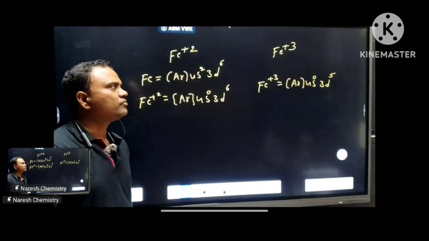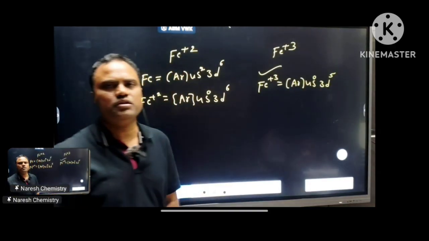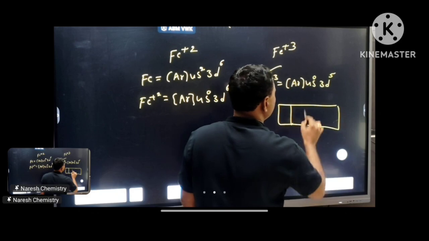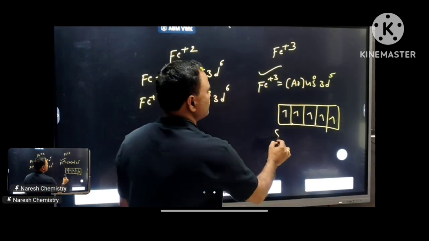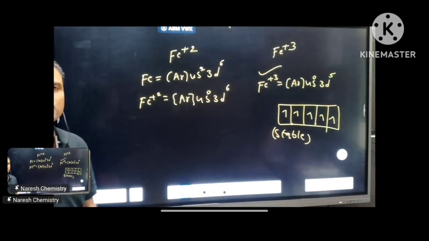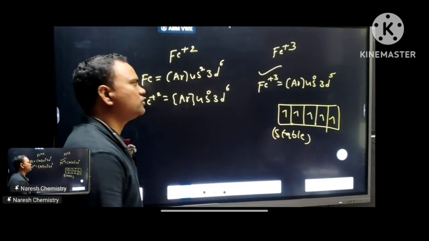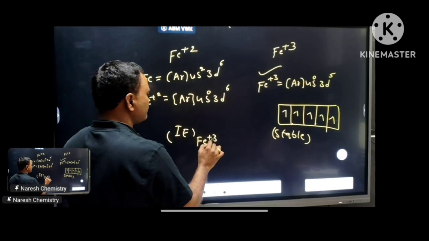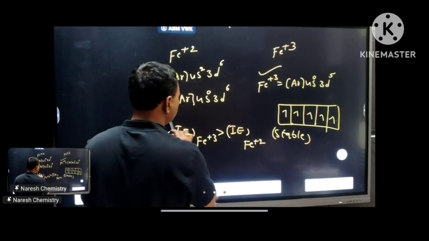Online students, Fe plus 3 or Fe plus 2? Fe plus 3 has the stable d5 configuration, completely half filled. See, this is a completely half filled, stable configuration. So it is difficult to remove an electron from the Fe plus 3 ion than Fe plus 2. So the ionization energy of Fe plus 3 is more than Fe plus 2.